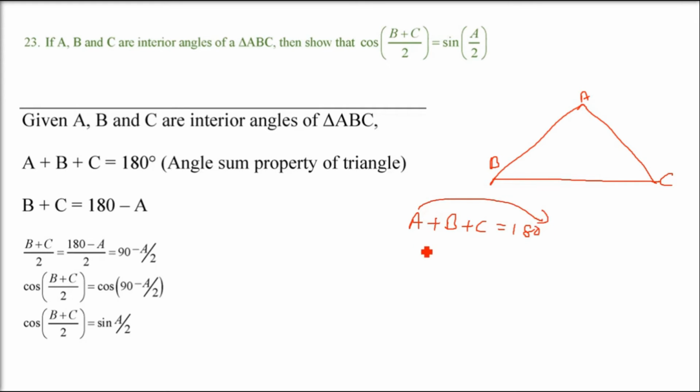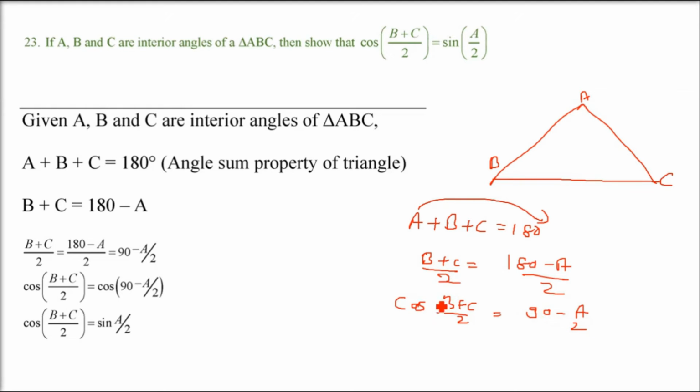Now B plus C, you can put it here and take A to the right hand side. It will be 180 minus A. Now divide both sides by 2, because in the question you can see it's given (B plus C)/2 and A/2. So (B plus C)/2 is 180/2, which is 90, so 90 minus A/2.